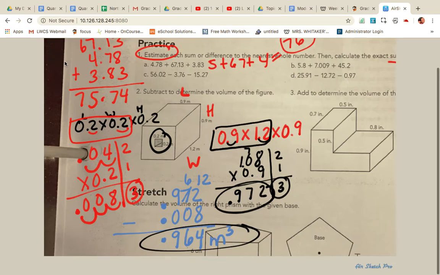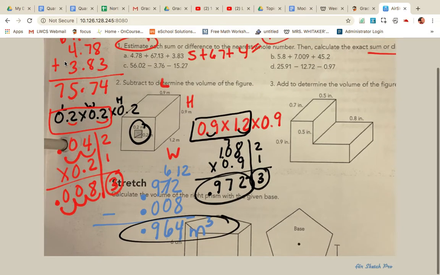So when you go to do number 3, you don't have any holes that you're removing. You're going to be cutting it up like this. So you might want to do the volume of this shape, and then the volume of this shape. And then you can add the two answers together to get your final answer.